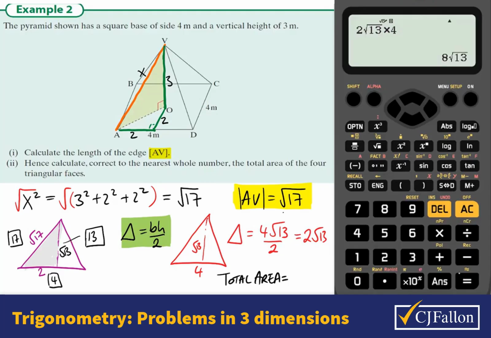It's most accurate to leave the answer in this surd form. However, if you want to correct it to the nearest whole number, it will be 29 meters squared. And the units are important in the answer as well.